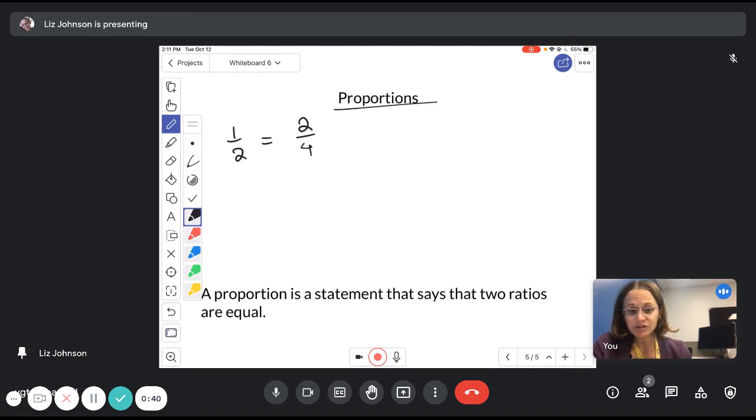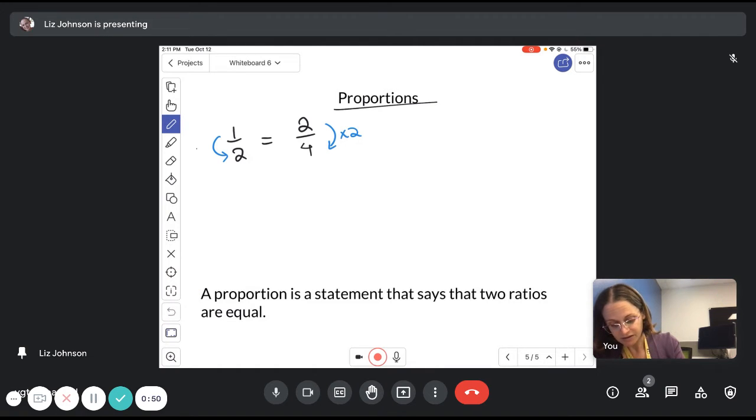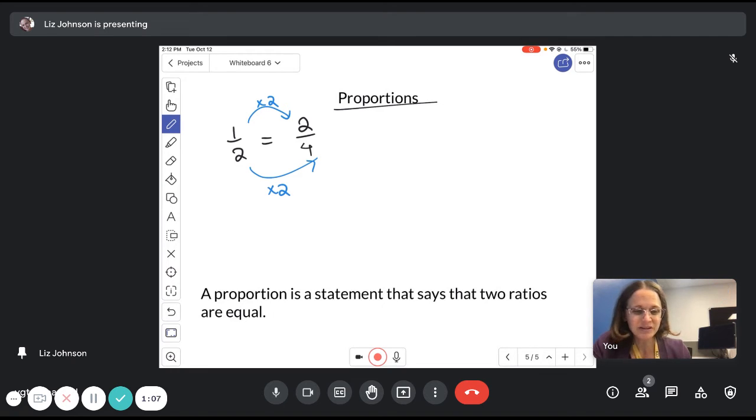Now, there are different relationships in proportions that will always be true. So, for example, if I multiply the numerator by 2, I get the denominator in both cases here. 1 times 2 is 2, and 2 times 2 is 4. And there's actually, in this case, a similar relationship between my ratios because 1 times 2 is 2 and 2 times 2 is 4. And of course, you already know that because you already know about equivalent fractions.